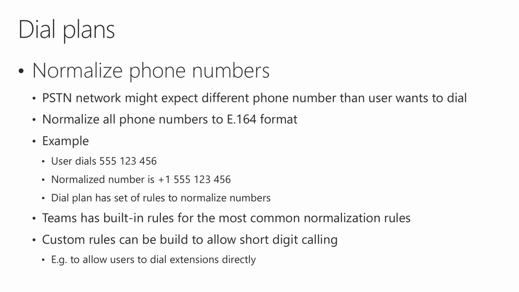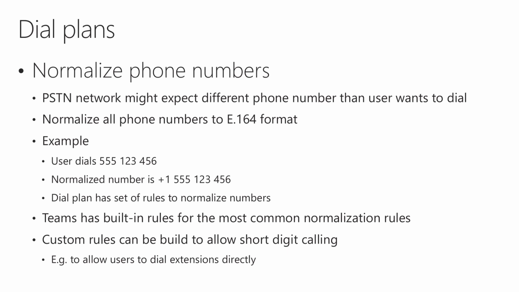Now, let's talk about voice routing. Dial plans are how users can dial phone numbers. Sometimes the PSTN network might expect a different phone number format than the user wants to dial, and actually this will be the case in most cases. The PSTN network, or the phone system, expects all numbers normalized to an E164 format. That means the phone number would look like plus, international dialing code, national dialing code, and then the phone number. So for a US number, this would be, for example, +1 555 123 456.